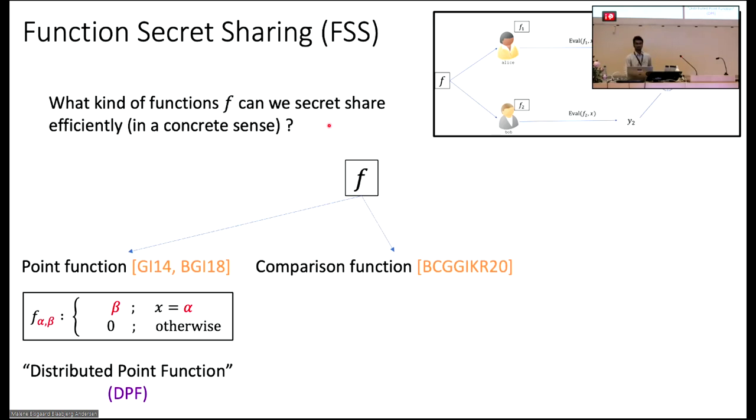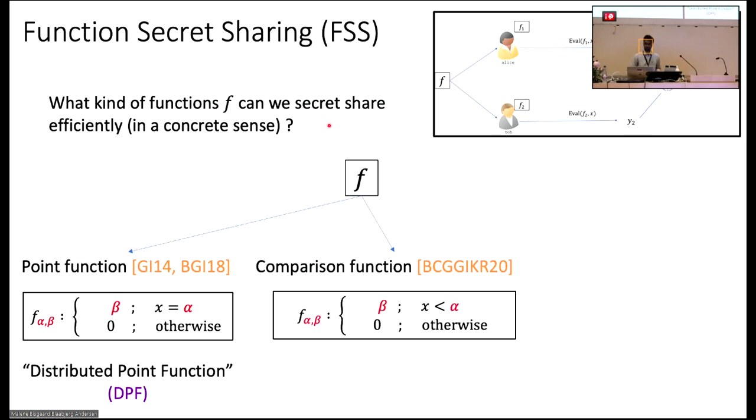Also recently, we have schemes for doing FSS for comparison functions. A comparison function has the same parameters, alpha and beta, but it returns beta on all inputs x less than alpha and 0 otherwise. And an FSS scheme for such a comparison function is known as a distributed comparison function, DCF for short.